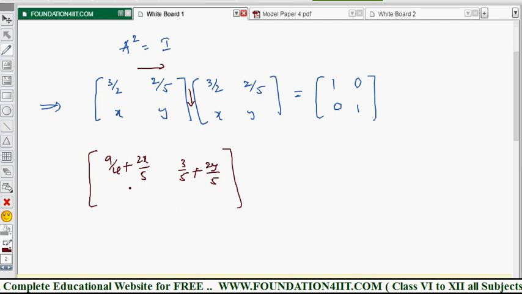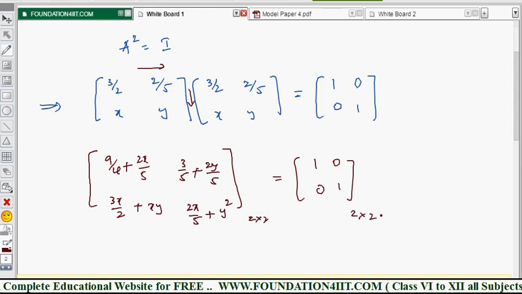This is the simplification, right? And second row first column, that is 3x by 2 plus y into x, or x into y we can write. And again second row second column, so x into 2 by 5, that is 2x by 5, already matrix multiplication, same order we follow, y into y is y square. This is 2 rows 2 columns, that's why the identity matrix also 1 0 0 1, this is also 2 by 2.